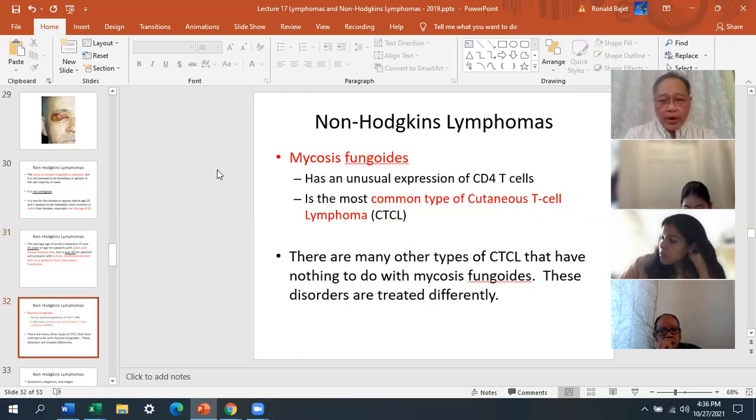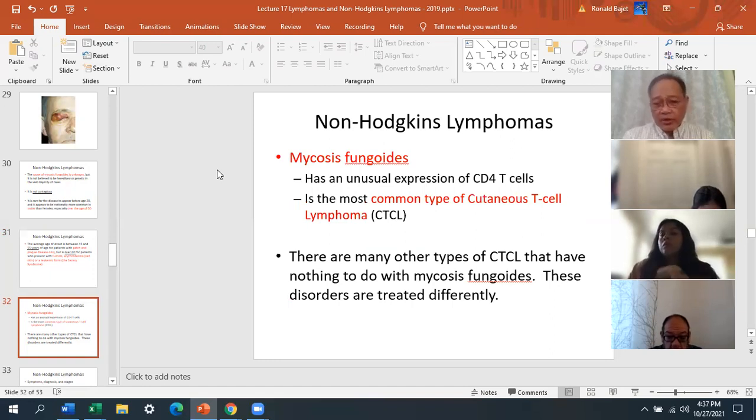So Mycosis Fungoides has an unusual expression of CD4 T cells, but it's the most common type of CTCL. Remember the term cutaneous T-cell lymphoma. Mycosis Fungoides is the most common type of cutaneous T-cell lymphoma, as opposed to other types of CTCL that have nothing to do with Mycosis Fungoides. And those other disorders are treated differently. The most common is the Mycosis Fungoides.